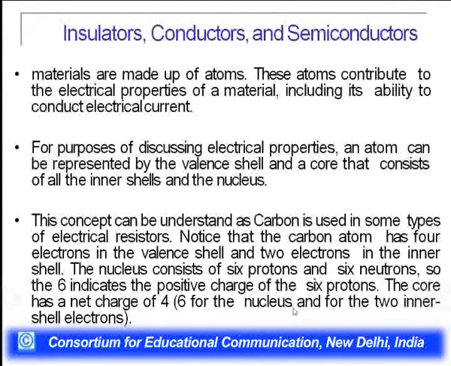The concept can be understood with carbon, which is used in some types of electrical resistors. We notice that the carbon atom has 4 electrons in the valence shell and 2 electrons in the inner shell. The nucleus consists of 6 protons and 6 neutrons. So, the 6 indicates the positive charge of the 6 protons.